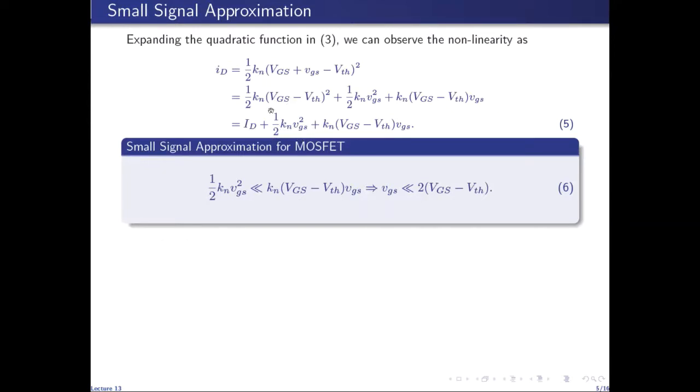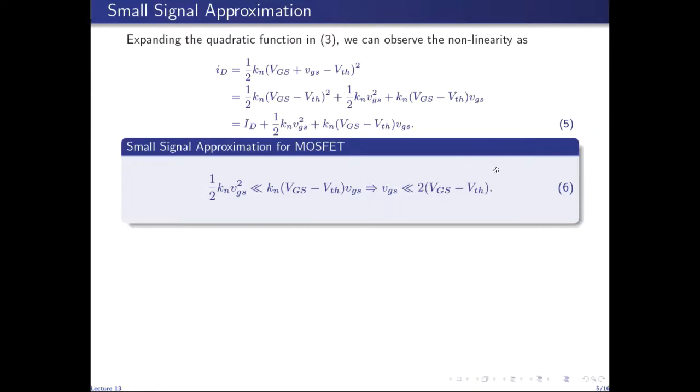So if we ignore this term in comparison with this term, that is, if we assume that the second term is much, much smaller than the third term, then we get the resulting small signal approximation for the MOSFET. That says that the AC component of the gate to source voltage should be much, much smaller than twice the overdrive voltage under DC settings. So this V_GS minus V threshold is the overdrive voltage corresponding to the DC biasing voltage at the input.